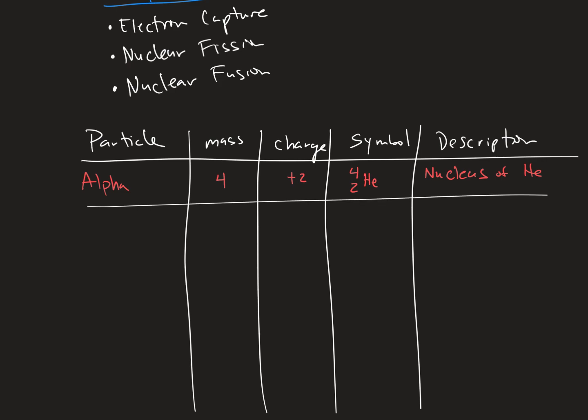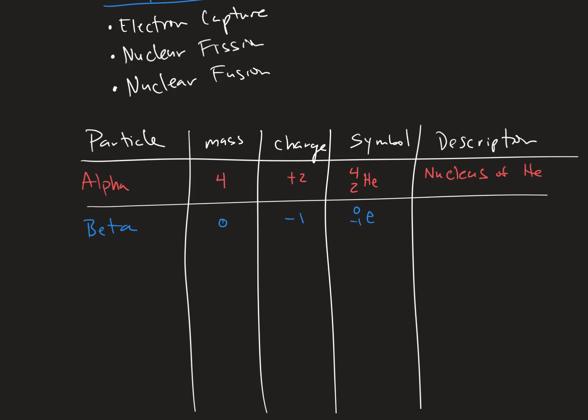Okay, another particle is a beta particle. Beta particle basically doesn't have any mass. It really does, but these are all relative masses, right? And the charge is -1. What is a beta particle? It's an electron, but it comes from the nucleus.